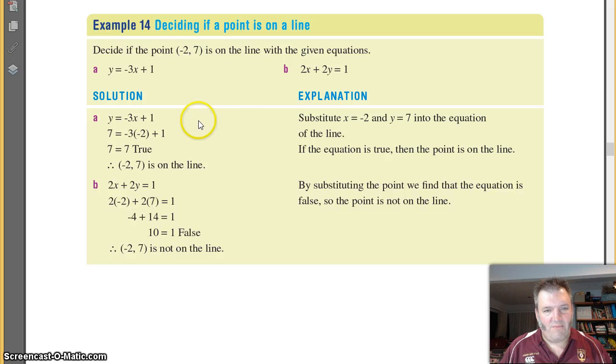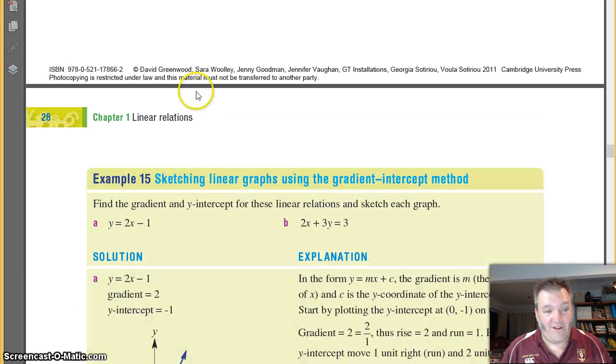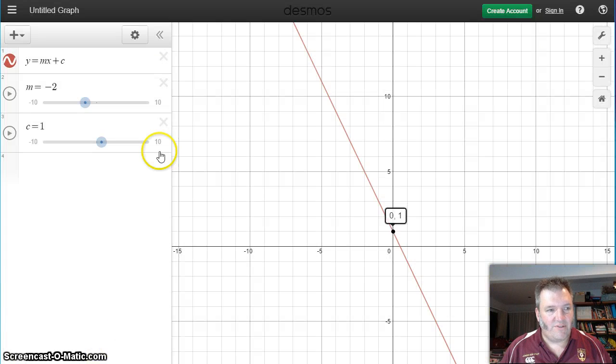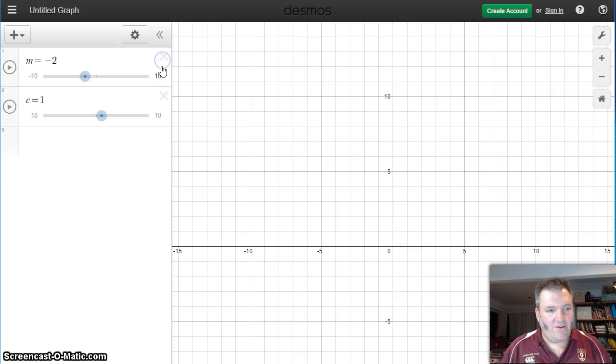If you have a look at what's coming up in this exercise, deciding if a point is on the line: substitute in the values. If the equation's still true, it's on the line. If the equation's not true, it's not on the line. That's pretty straightforward. How would I sketch using the gradient-intercept form? Here we've got y equals 2x minus 1. Rather than looking at their solution, let's go to Desmos and see how I would do that one and how you could do it as well.